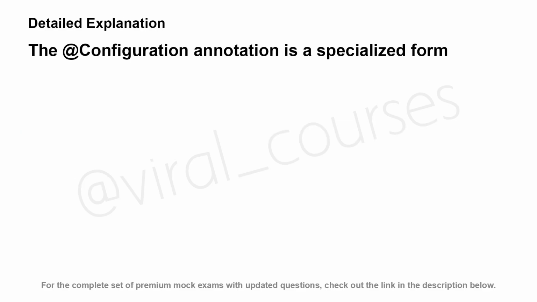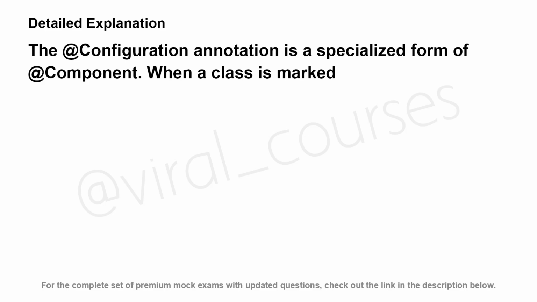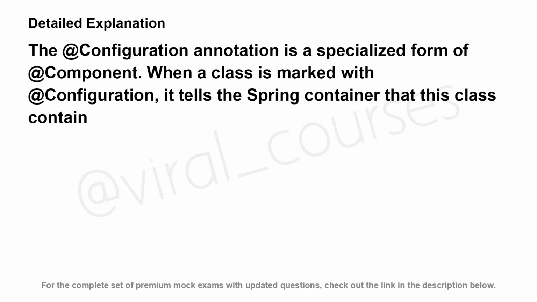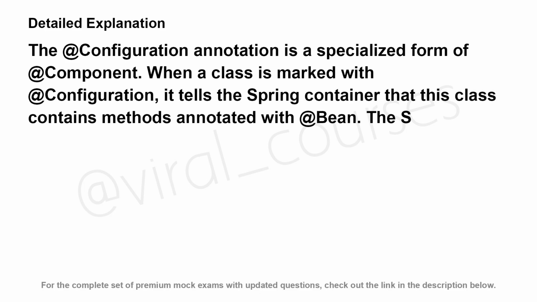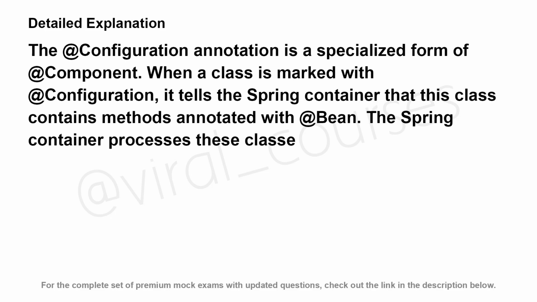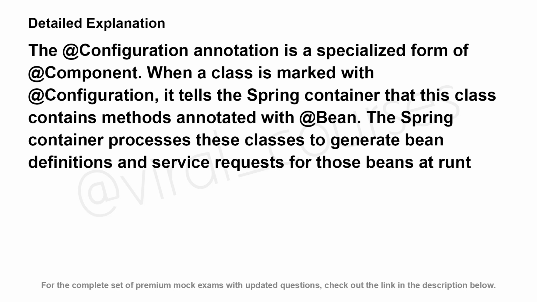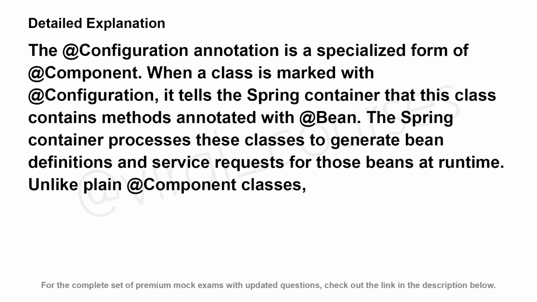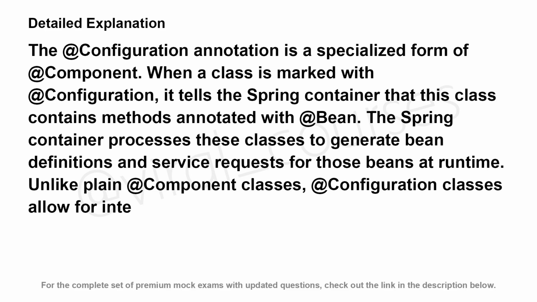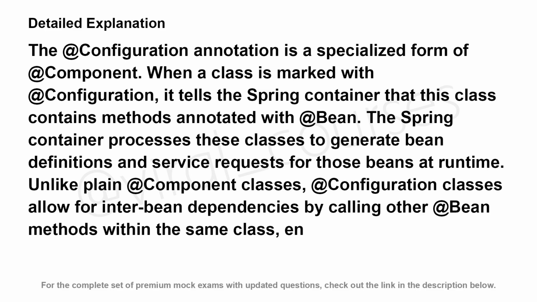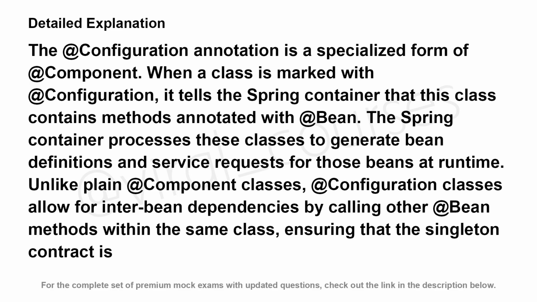The @Configuration annotation is a specialized form of @Component. When a class is marked with @Configuration, it tells the Spring container that this class contains methods annotated with @Bean. The Spring container processes these classes to generate bean definitions and service requests for those beans at runtime. Unlike plain @Component classes, @Configuration classes allow for inter-bean dependencies by calling other @Bean methods within the same class, ensuring that the singleton contract is honored via CGLIB proxying.